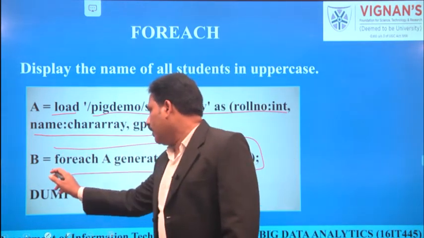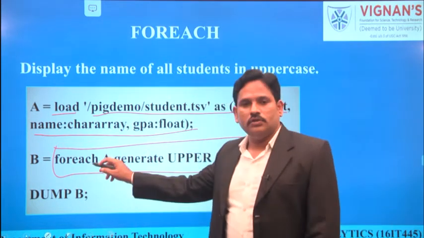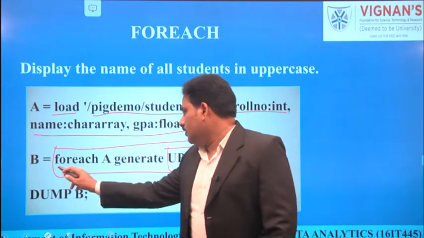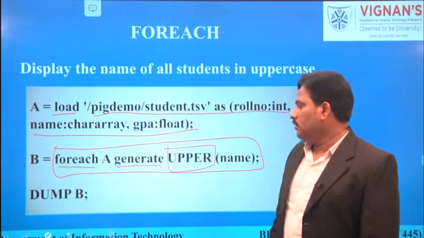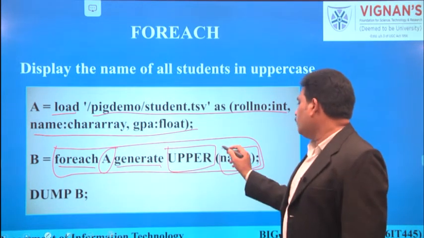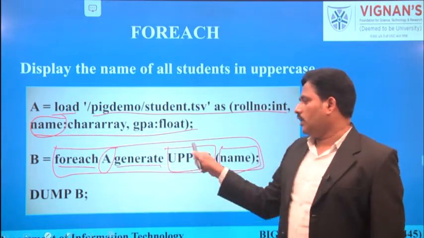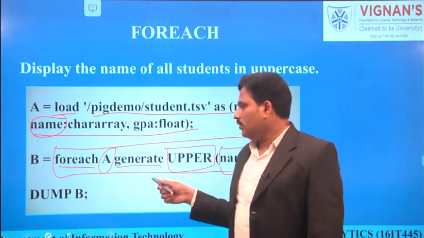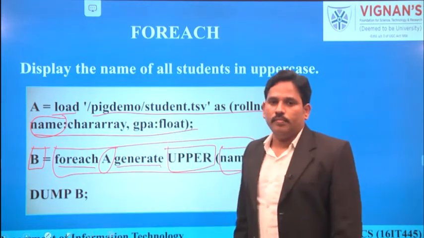What is our requirement? We want to display student names in uppercase. For each A, generate upper. So foreach is a keyword, generate is a keyword, upper is a keyword. A is a user defined value, name is also a user defined value, that is the record from the table. Now this statement will convert all the student names into uppercase and the result will be stored in this value called B.